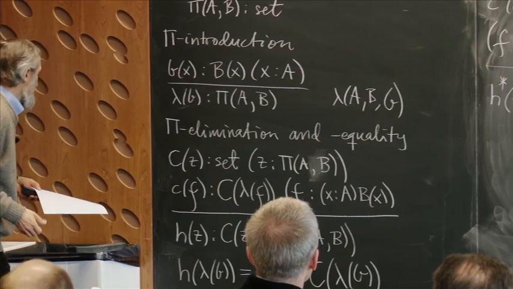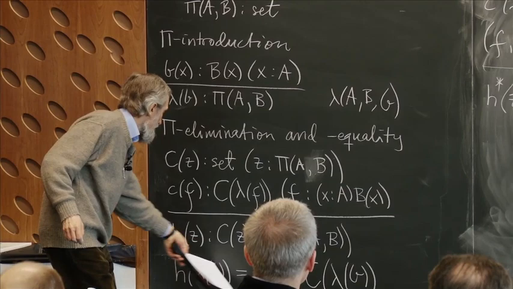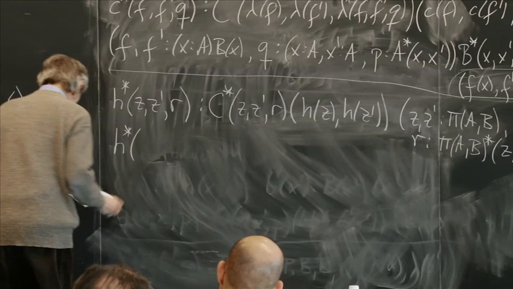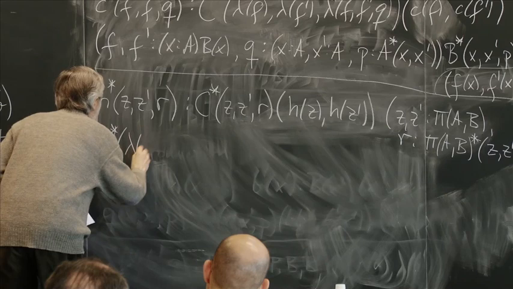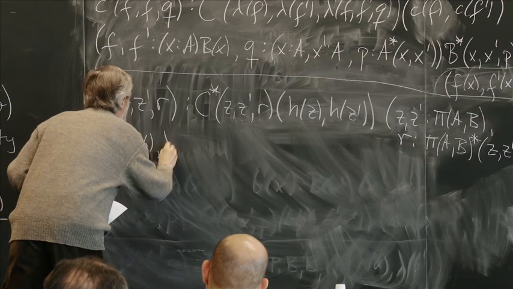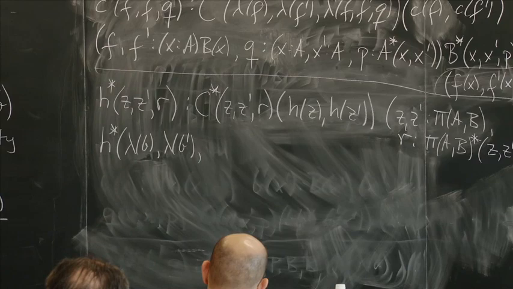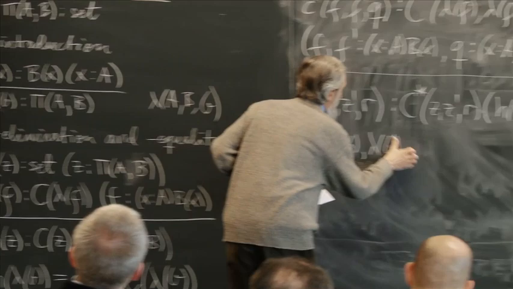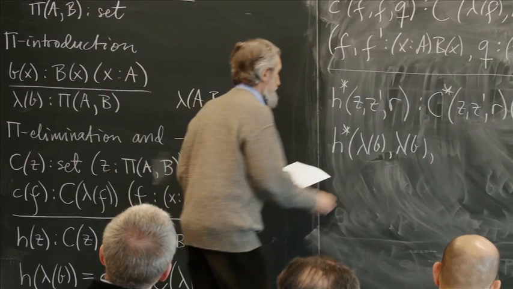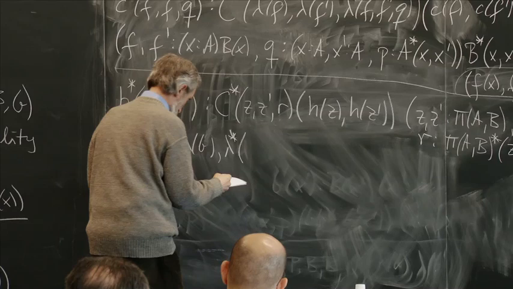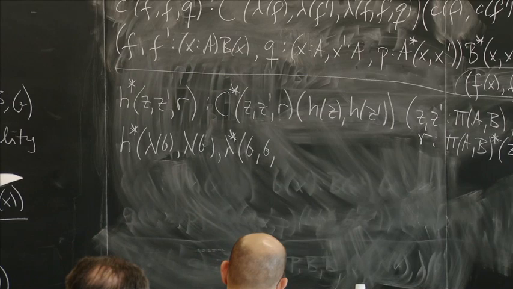this definitional equation. And H of lambda b, when we put a star on it, comes out as H star of lambda b prime. No, sorry, the star of this should be lambda b there. And lambda star of b q.